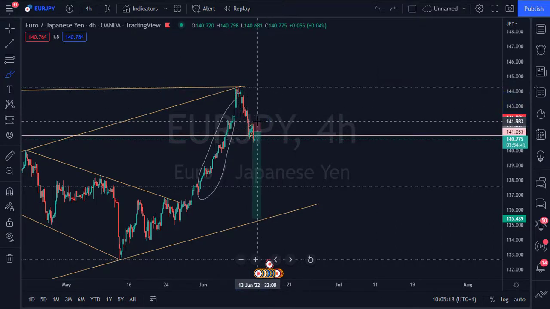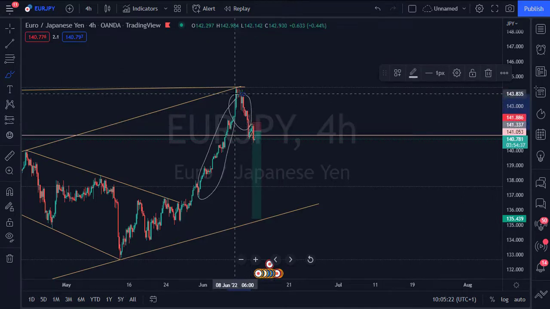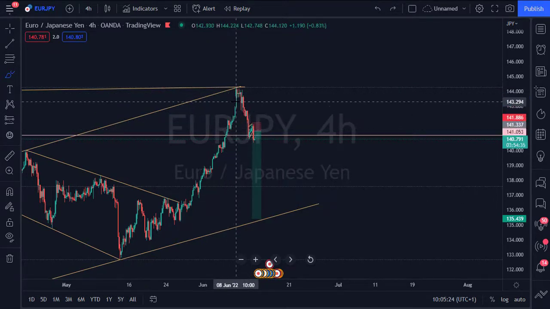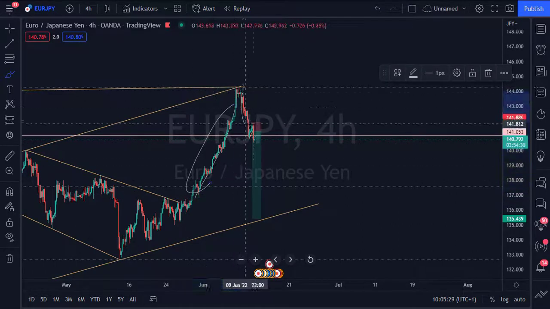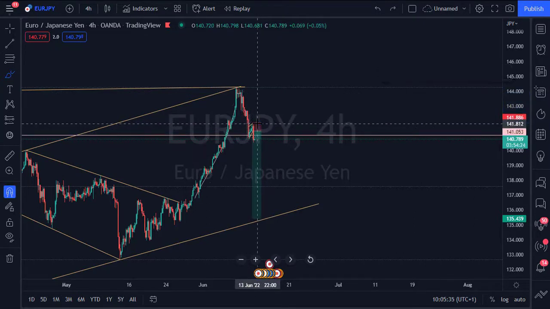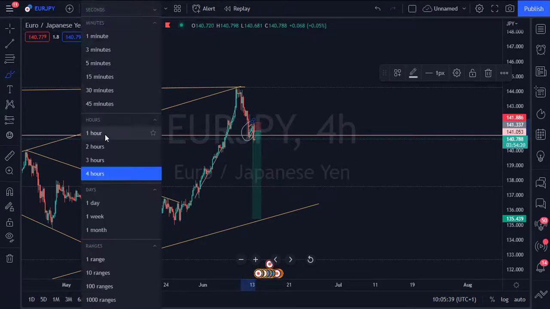Because there was no correction, what did we have? We had another impulse. We had an impulse right here, all of this impulse, and then another impulse. But after this impulse, guess what? There was this smaller correction right here. So I saw that, and I quickly jumped to the 1-hour time frame.